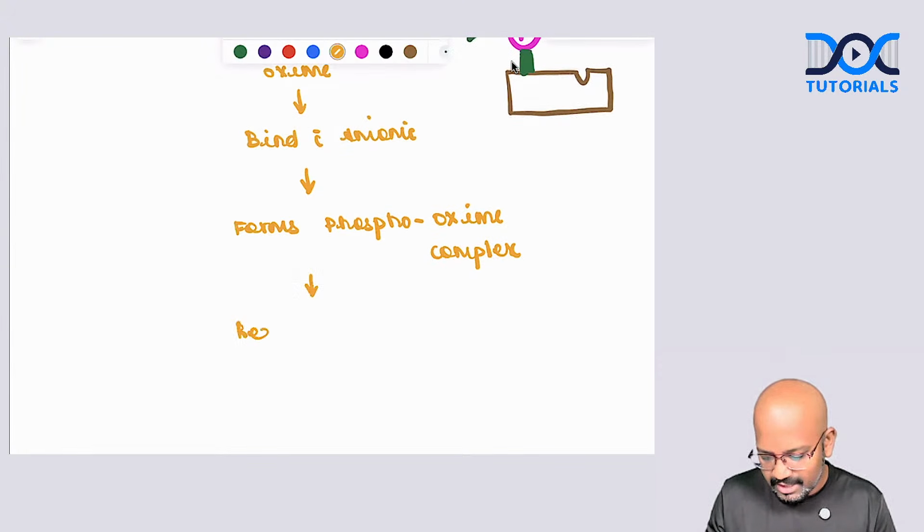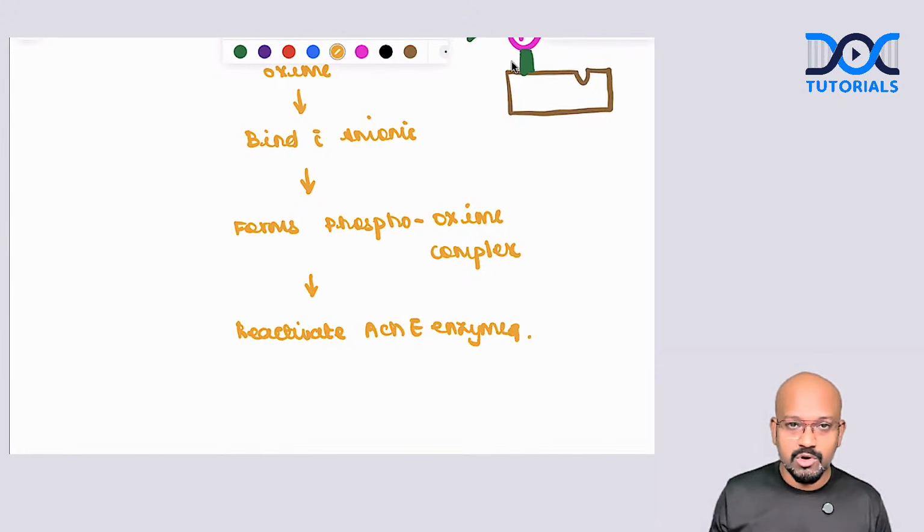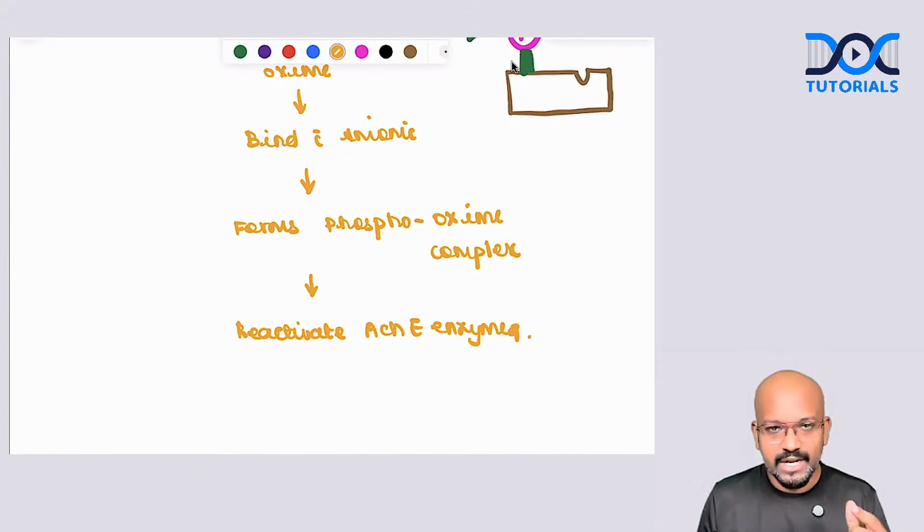Thereby, it will reactivate acetylcholinesterase enzyme. That's also one of the reasons why these oximes are also called acetylcholinesterase reactivators.